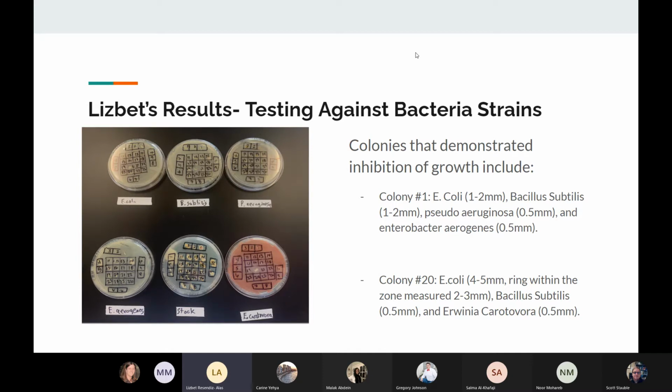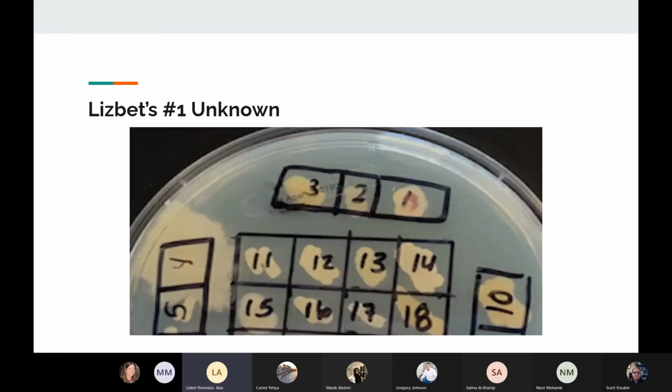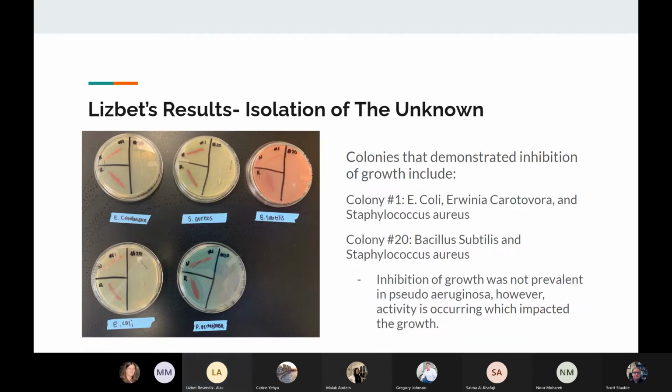Another interesting event was that our number 1 unknown also grew a red stain in the middle, and this was on our stock agar plate. If you move on to the next slide, I zoomed in on a picture of that stock plate, and you can see the red stain. We didn't know if it was contaminated or if it actually morphed into this, but we did run more tests to see what happens.